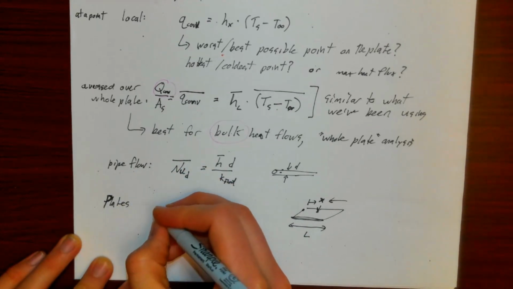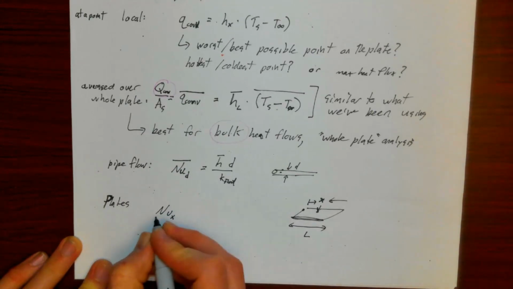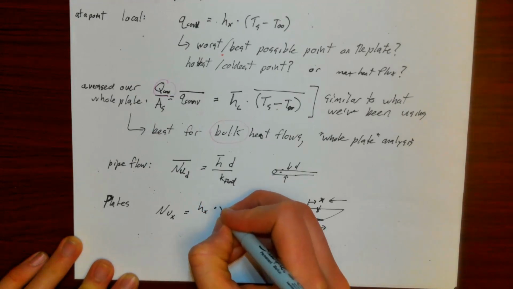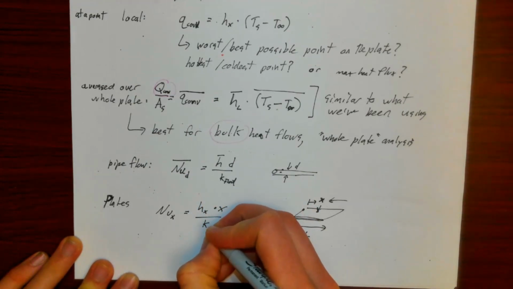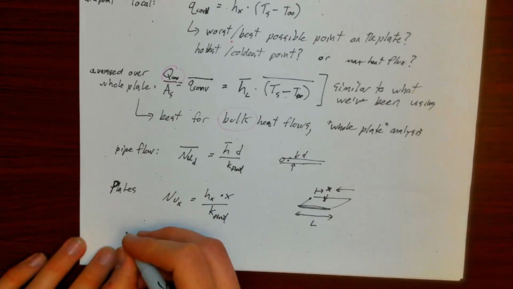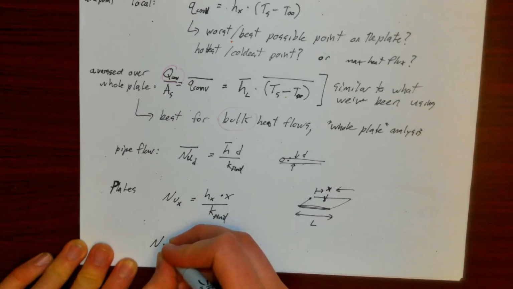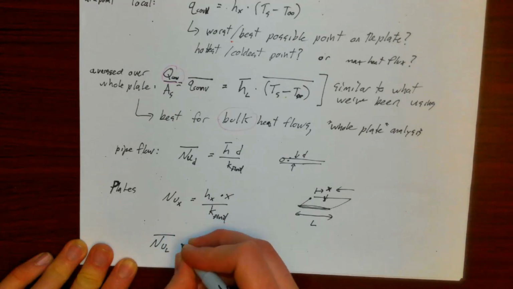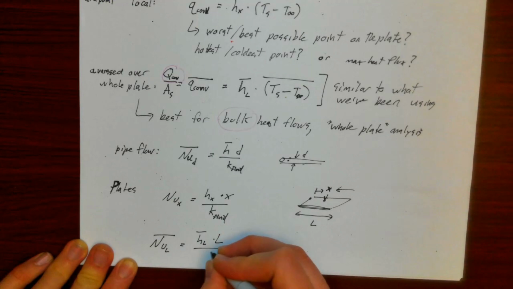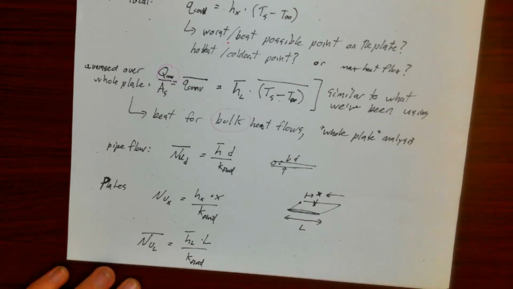So for plates, we have the Nusselt number sub X, which doesn't have a bar over it, for the local quantity. We define the Nusselt number this way, and for the average quantity, the Nusselt number sub L is the average H times L over K of the fluid. So there we have it.